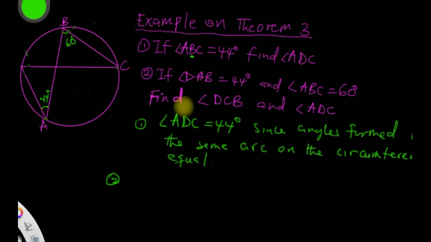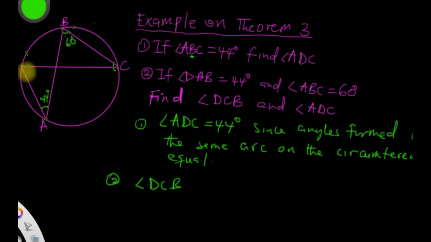We are asked to find angle DCB, this angle. So what do you notice here? From here, DB is an arc. If you move along the circumference, DB is an arc. And this DB is forming angle DAB at point A, and this same arc DB is forming angle DCB at C.